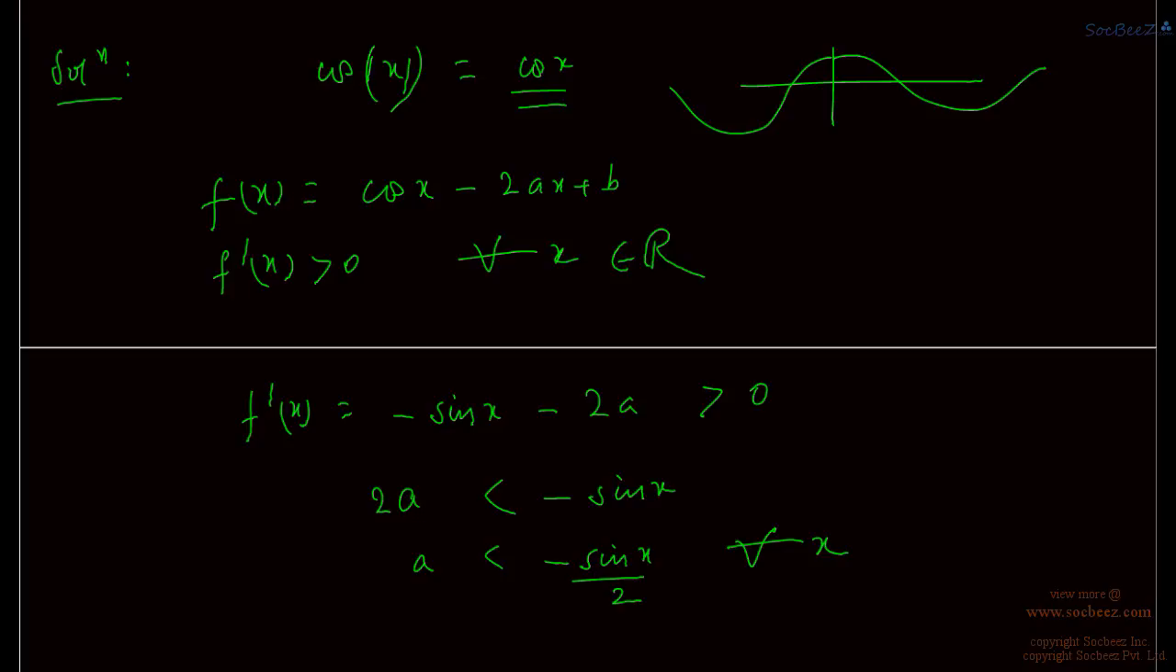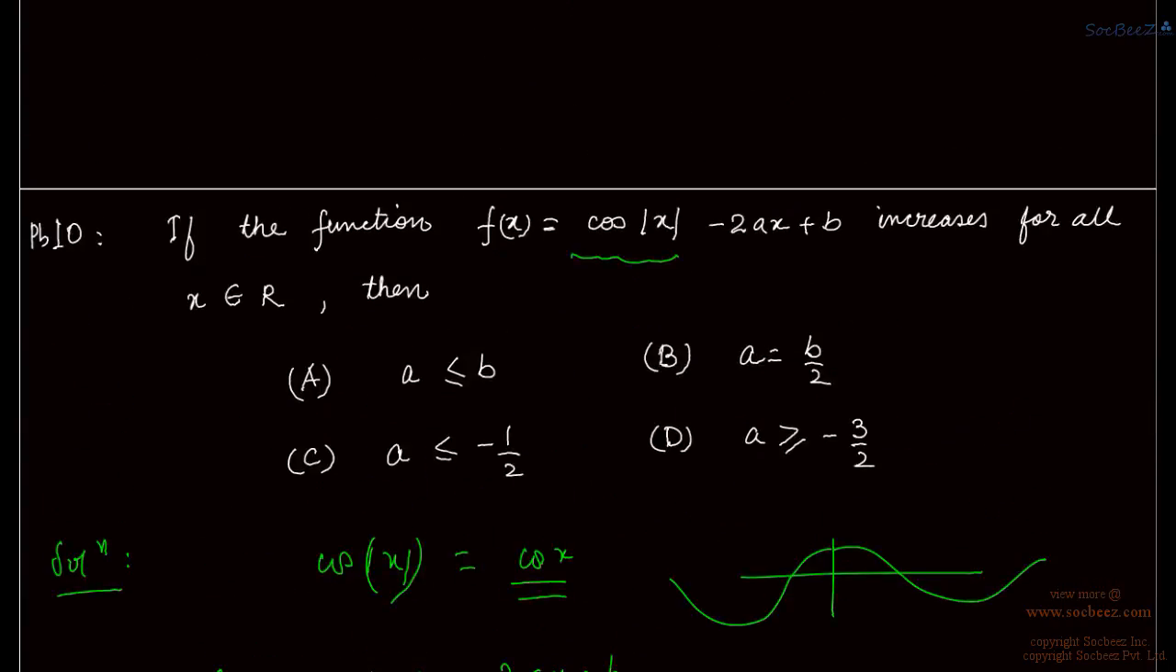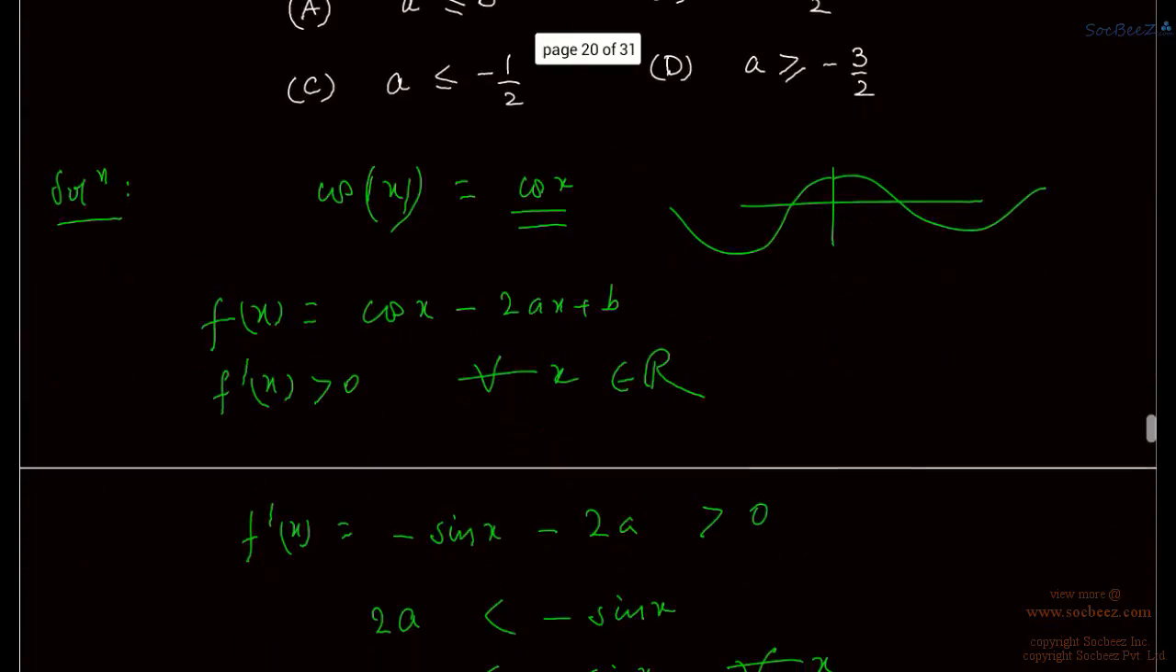The maximum value of sin x is 1, right? And the minimum value is minus 1. So if we put the minimum value, a should be less than half. If we put the maximum value, a should be less than minus half. So for f dash x greater than 0 for all x, a should be less than minus half, right? So here a must be less than minus half. So from here option C is correct, right?